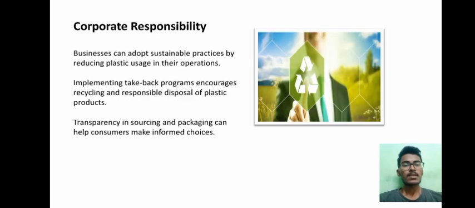Corporate responsibility. Businesses can adopt sustainable practices by reducing plastic use in their operations. Implementing take back programs encourages recycling and responsible disposal of plastic products. Transparency in sourcing and packaging can help consumers make informed choices.